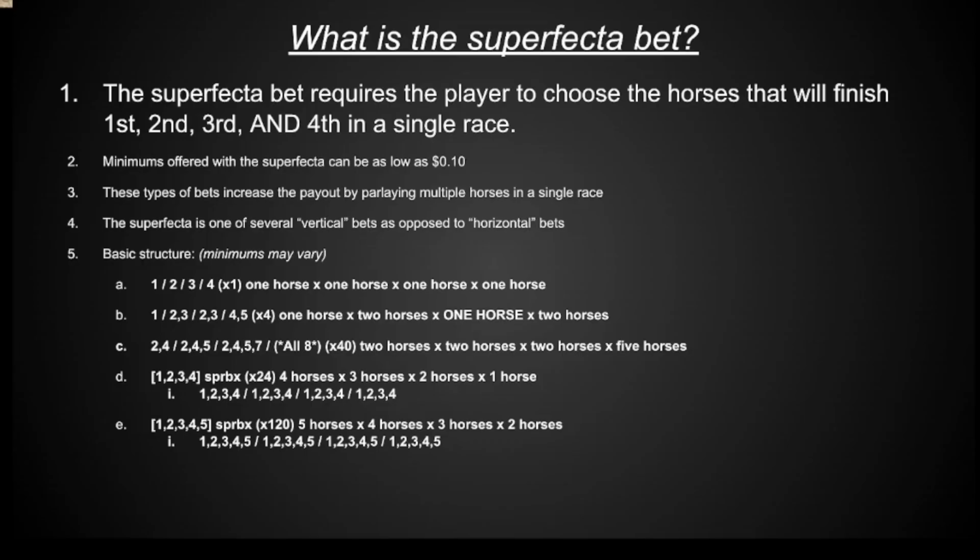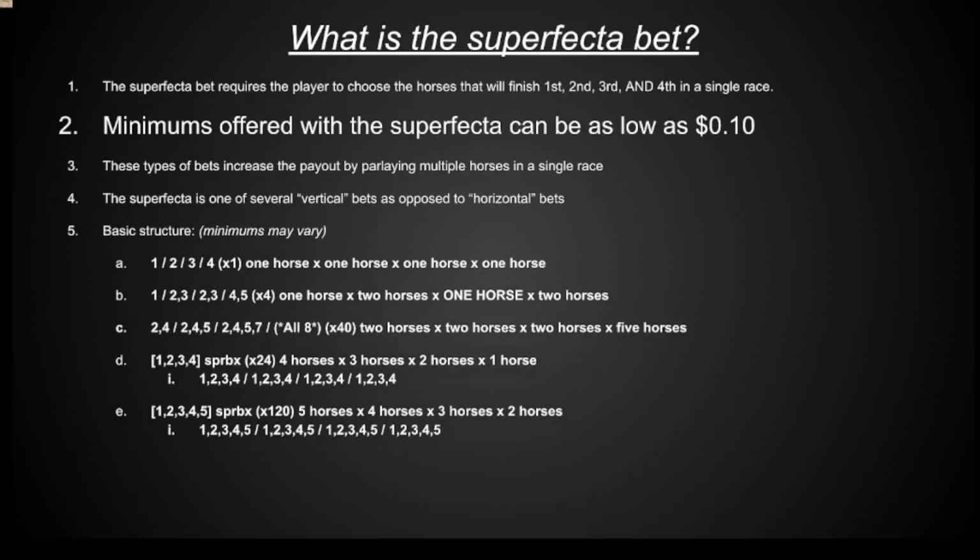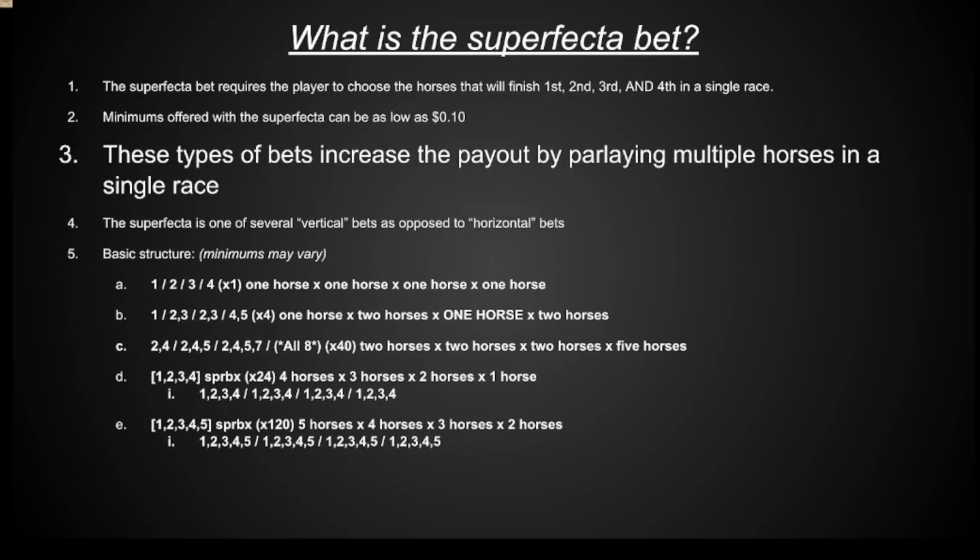So what is the Superfecta bet? The Superfecta bet requires the player to choose the horses that will finish first, second, third, and fourth in a single race. Minimums offered with the Superfecta can be as low as 10 cents. I've seen 20 cents, I've seen 50 cents, and I've seen $1, but typically I would say 10 cents is the most common. These types of bets increase the payout by parlaying multiple horses in a single race.